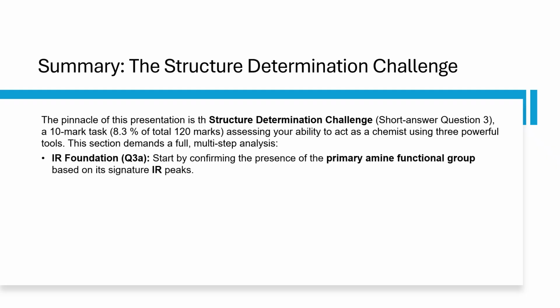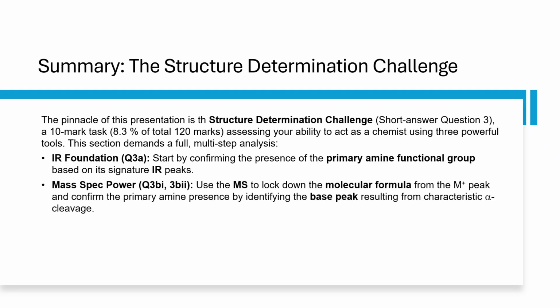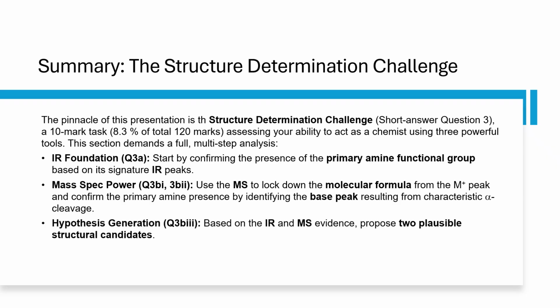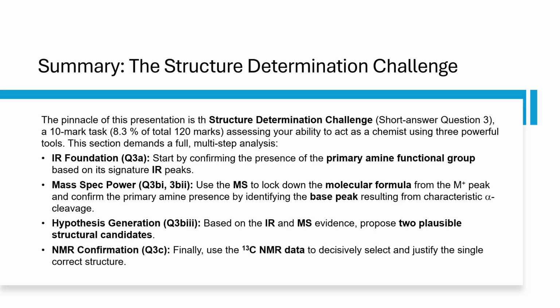IR Foundation, Q3A: start by confirming the presence of the primary amine functional group based on its signature IR peaks. Mass Spec Power, Q3B: use the MS to lock down the molecular formula from the M+ peak and confirm the primary amine presence by identifying the base peak resulting from characteristic cleavage. Hypothesis Generation, Q3B: based on the IR and MS evidence, propose 2 plausible structural candidates. NMR Confirmation, Q3C: finally, use the 13C NMR data to decisively select and justify the single correct structure.